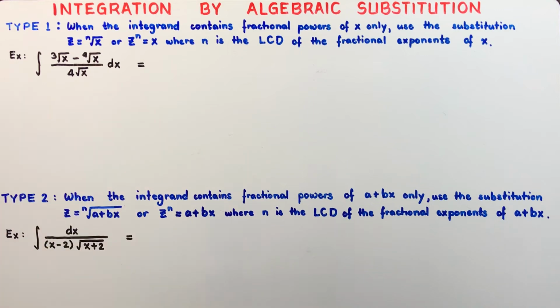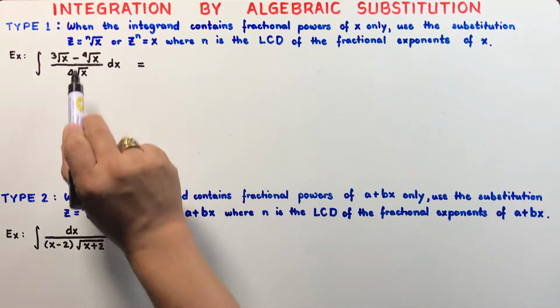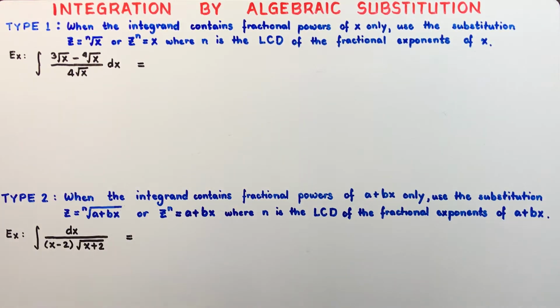Type 1. When the integrand contains fractional powers of x only, we use the substitution z is equal to the nth root of x, or the nth power of z is equal to x, where n is the least common denominator of the fractional exponents of x. To illustrate this type of integral, let's have an example.